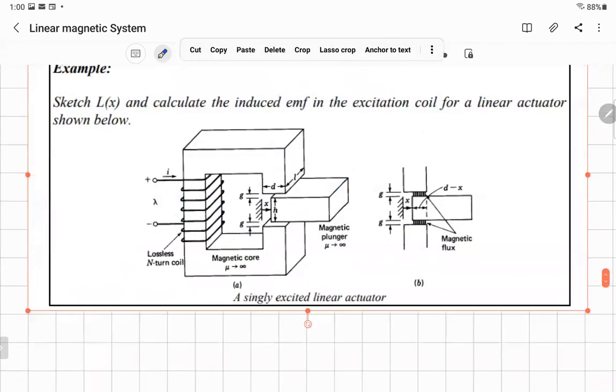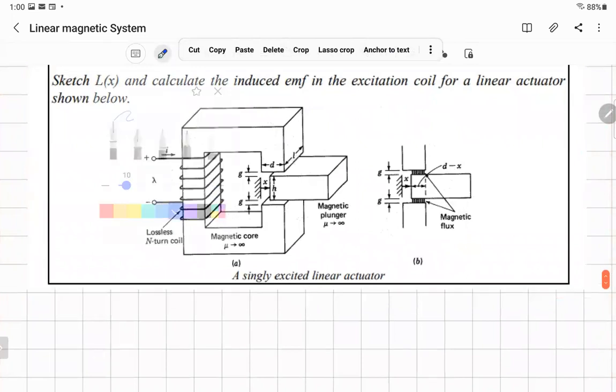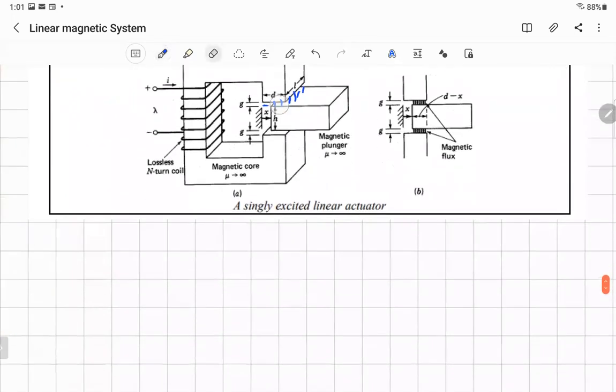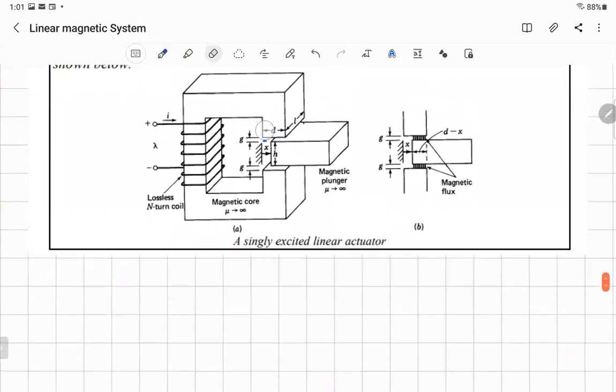So when you look at this part, you'll find that the flux will be in this area. But in this area, there is no core, so the flux will not go through. So you find where the common core, the iron core, is here, and that will be the area. Remember the depth is D, the length is L, and the height is G. So can you find the area, the common area? That's D, and that's L, and the mobile part moved by X.